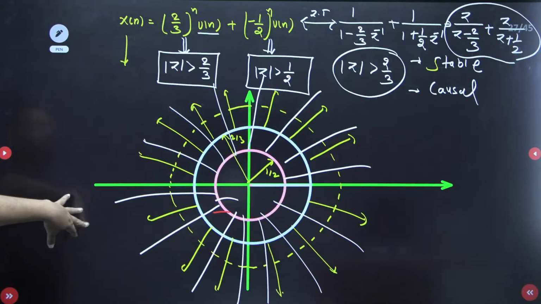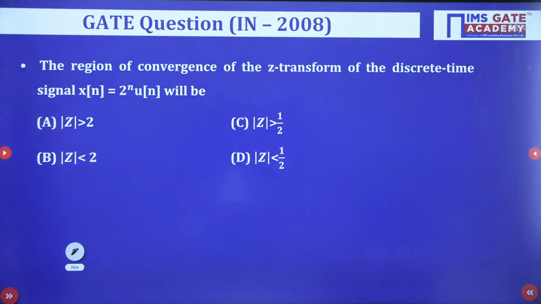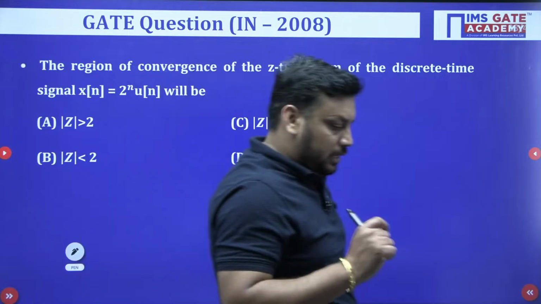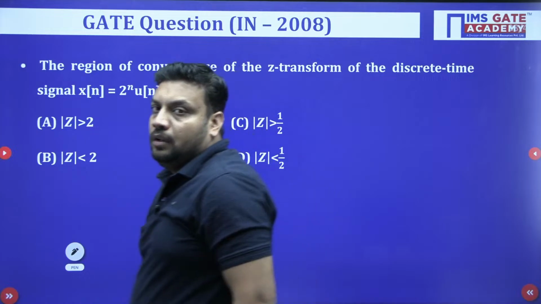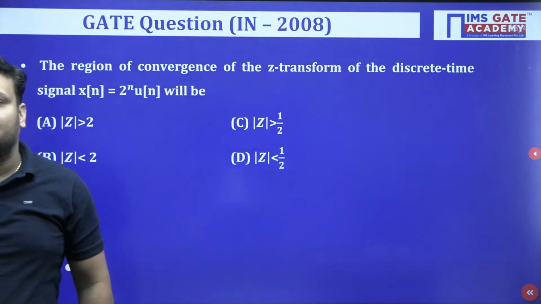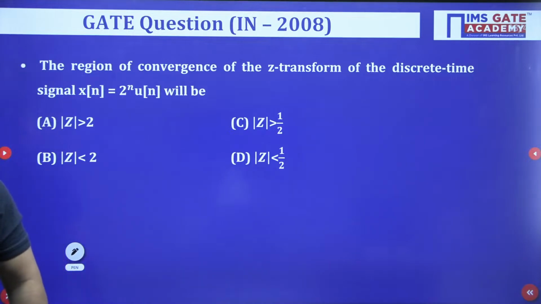So now we have some GATE questions here. Can you solve this question within 10 seconds, guys? Only 10 seconds is sufficient to solve this GATE question. Actually, this question is based on the ROC properties only, basic ROC. Even 5 seconds is sufficient. By just observing the question, you will comment the answer. No calculation, only concept.